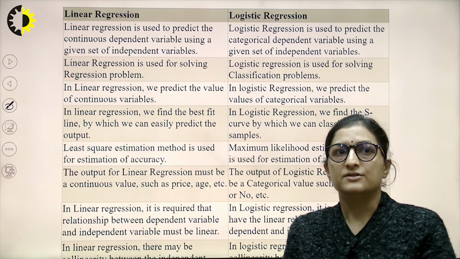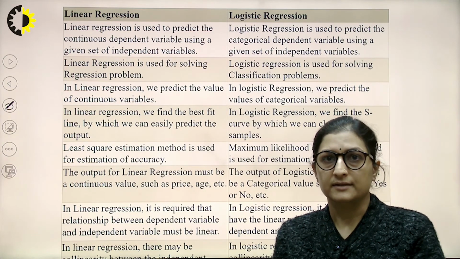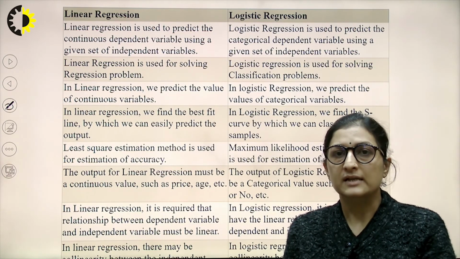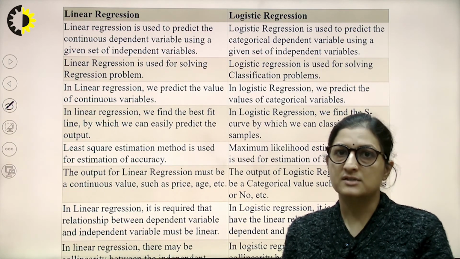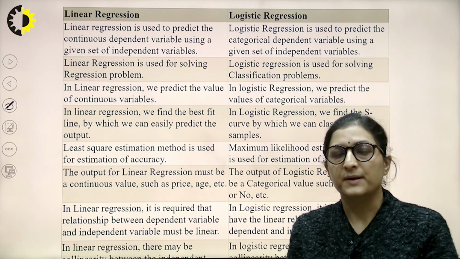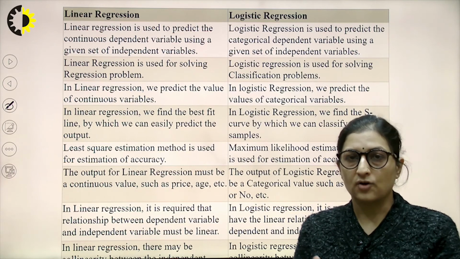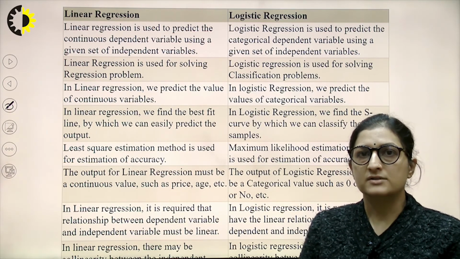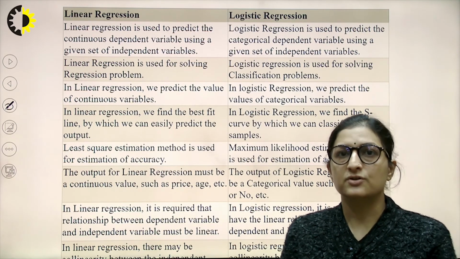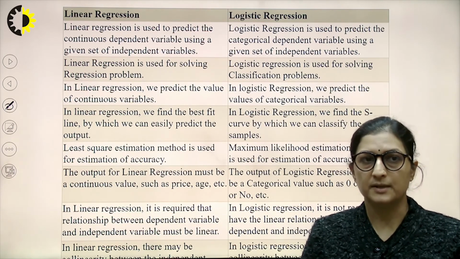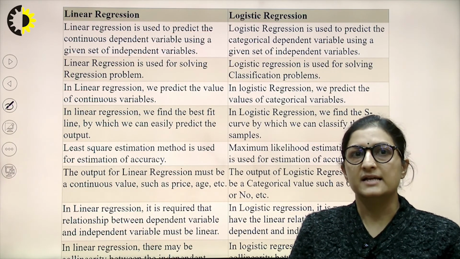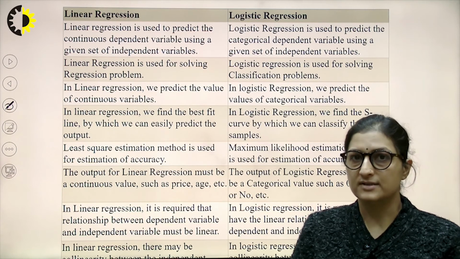In linear regression, we find the best fit line by which we can easily predict the output. So, after we plot the instances, we check what kind of best fit line I can create across these instances, and the equation of that best fit line can be used for making the prediction. In logistic regression, we find the S curve by which we can classify the samples.